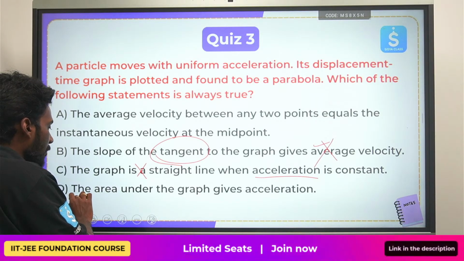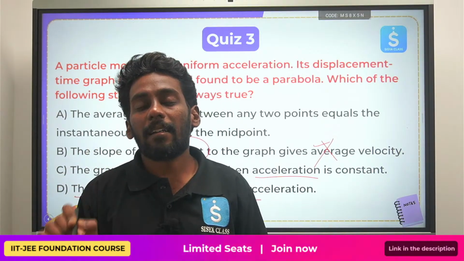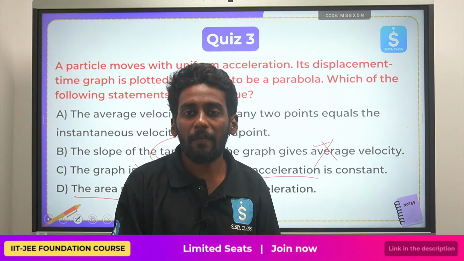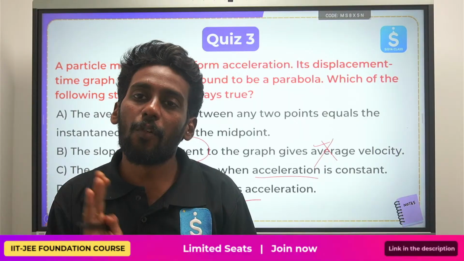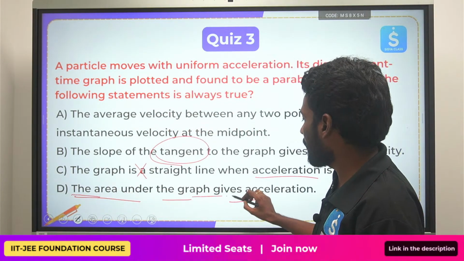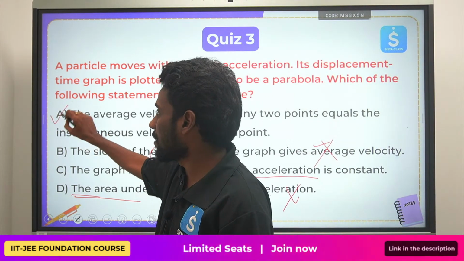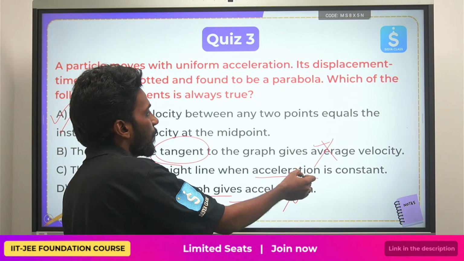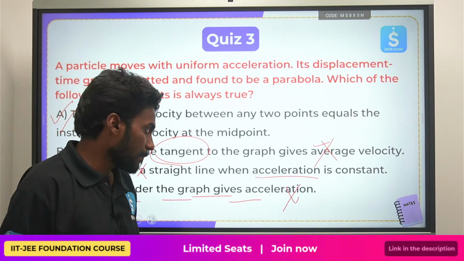Now, the area under the graph gives acceleration. The area under the displacement time graph, if you multiply displacement into time, will you get the acceleration? No, right? So by multiplying displacement and time, you won't get the acceleration. So this is technically also an incorrect statement. The area under the graph gives acceleration. This is also incorrect. So the only one which is correct in the given 4 statements is the first one. The average velocity between any 2 points on the curve equals the instantaneous velocity at the midpoint. Got it?